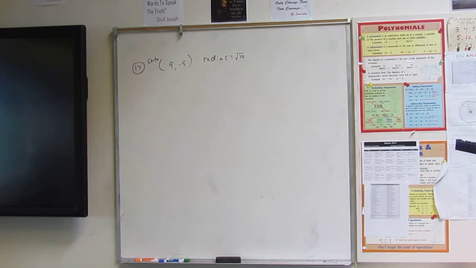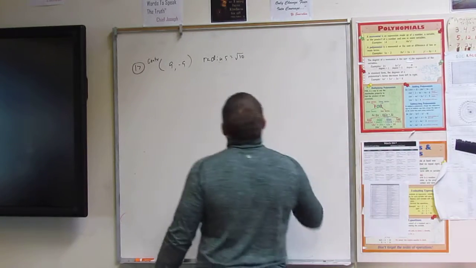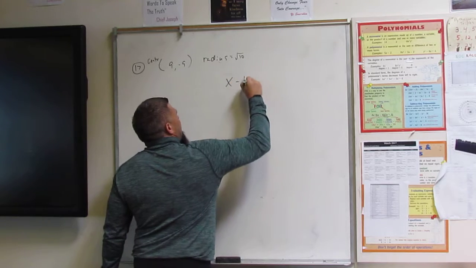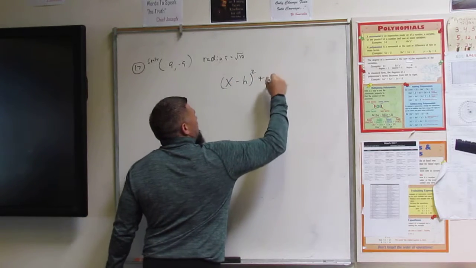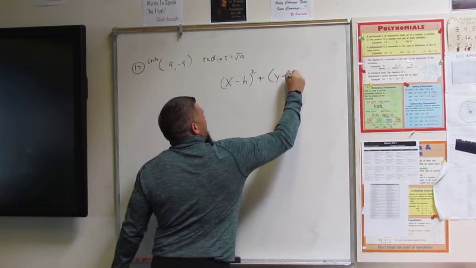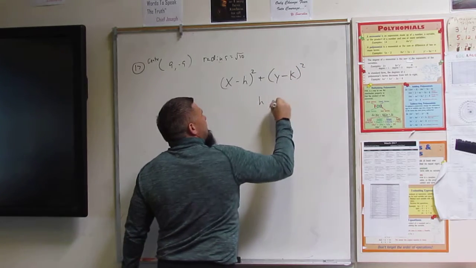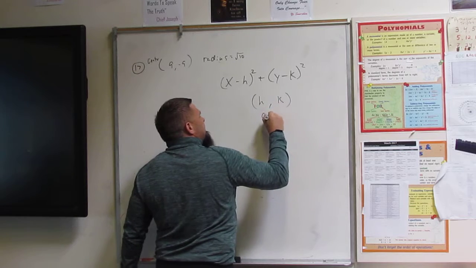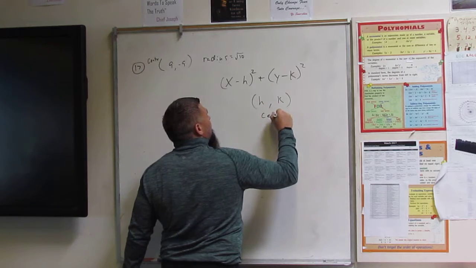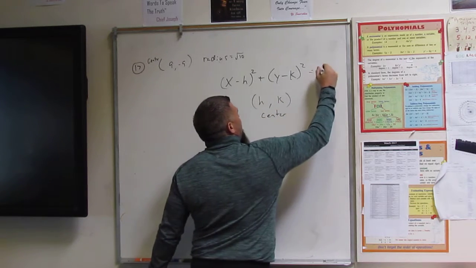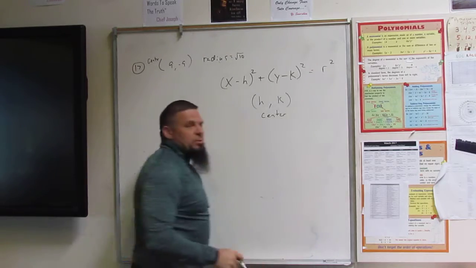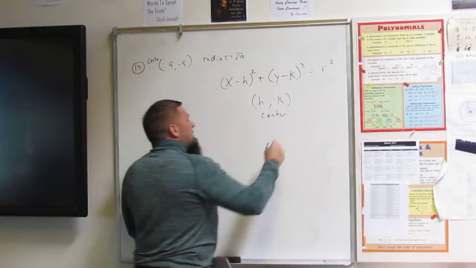Alright, hopefully I'll remember this right. (x - h)² + (y - k)² = r², right? Where h and k are the center, right? And it equals the radius squared, right?